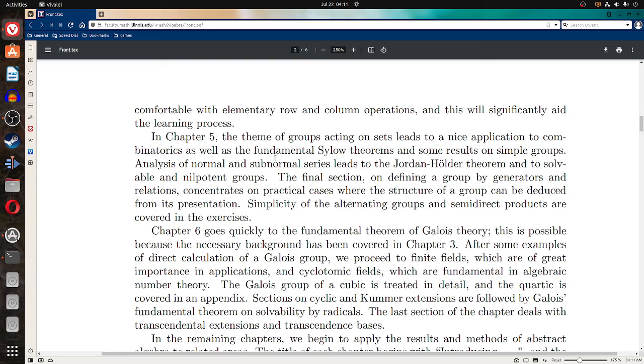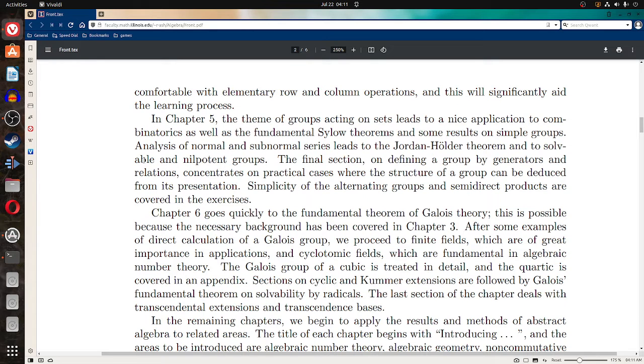In Chapter 5, the theme of groups acting on sets leads to a nice application to combinatorics, as well as the fundamental Sylow theorems and some results on simple groups. Well, people, let's see, doesn't the Galois group act on solutions? So, in any case, you'll need that when we get to Galois theory.